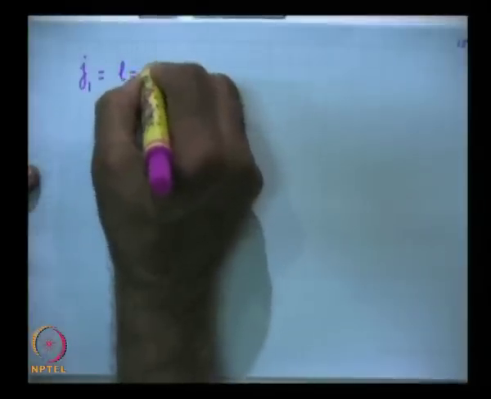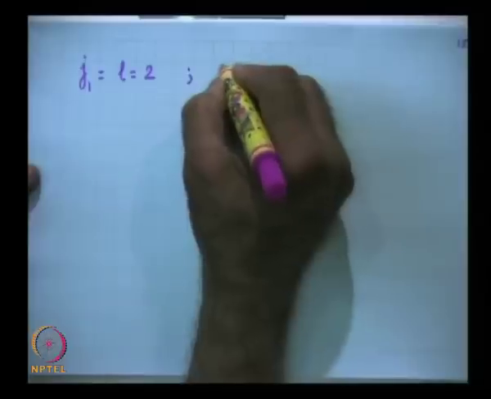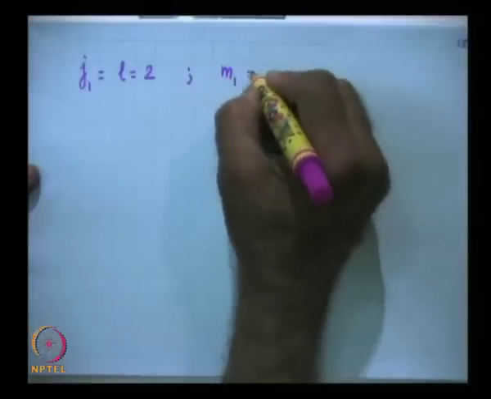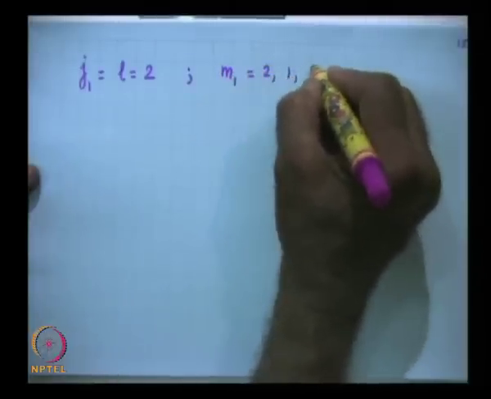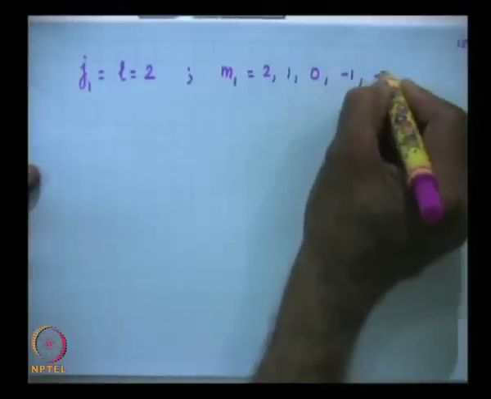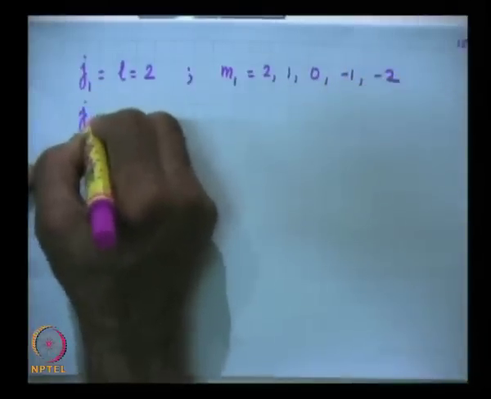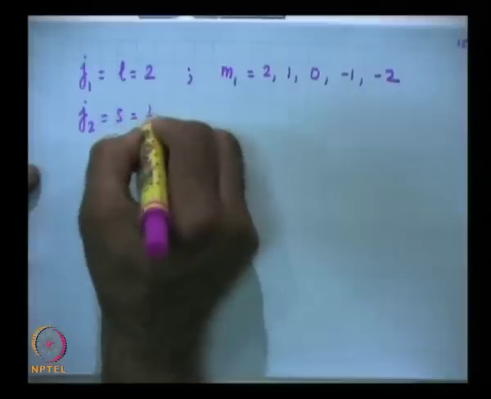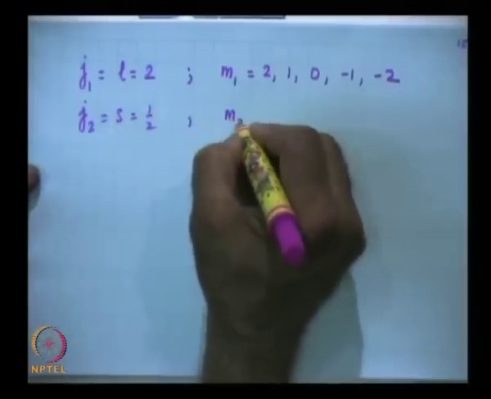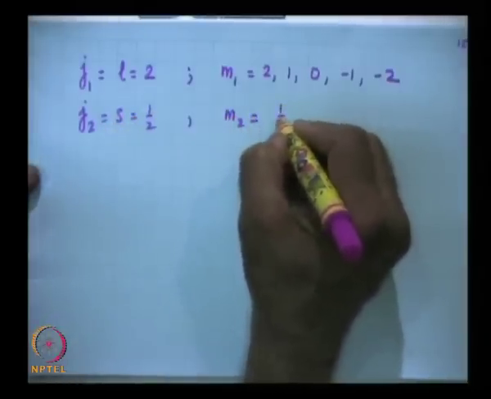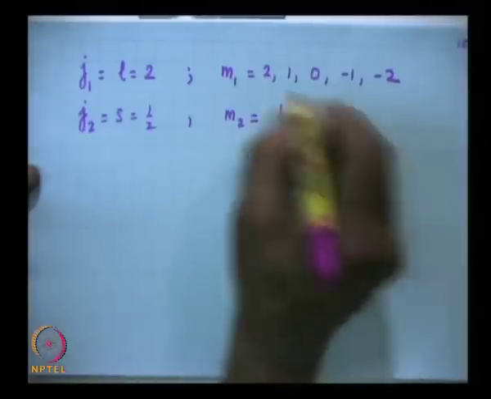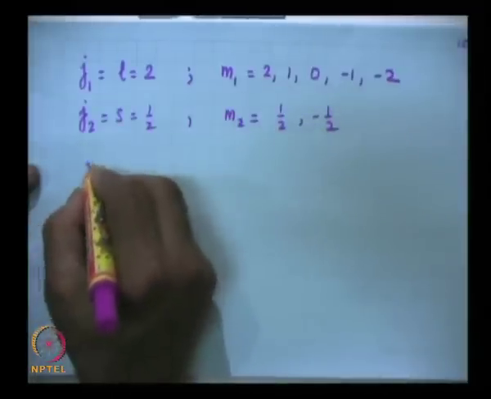Finally, I am sure by now you are all familiar with the algebra, but let me just give you one more example. Say j1 is equal to L is equal to 2. So, therefore, m1 is equal to 2, 1, 0, minus 1, minus 2. j2 is equal to s is equal to half. So, m2, the two values are plus half and minus half. So, let me write down what are the possible m values.